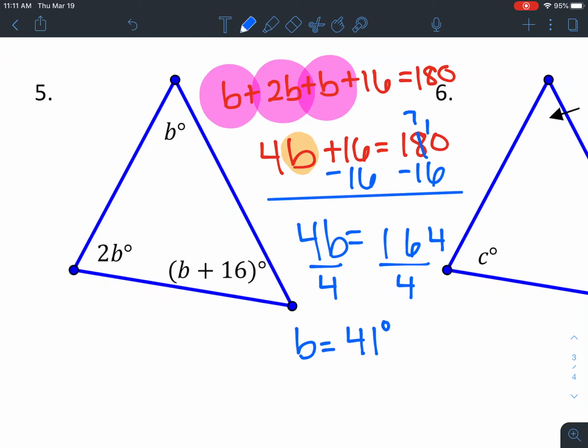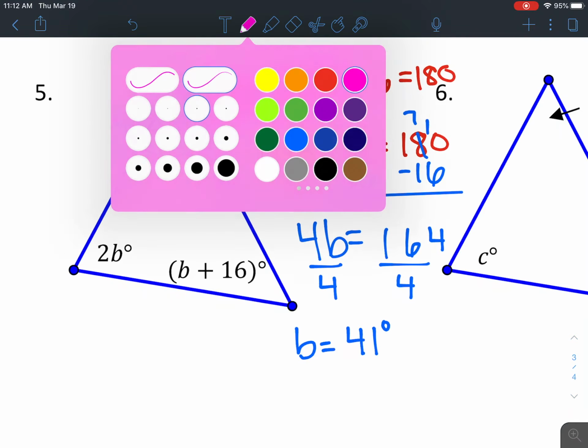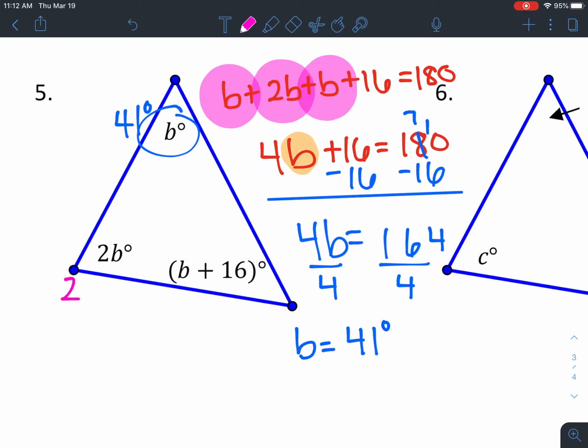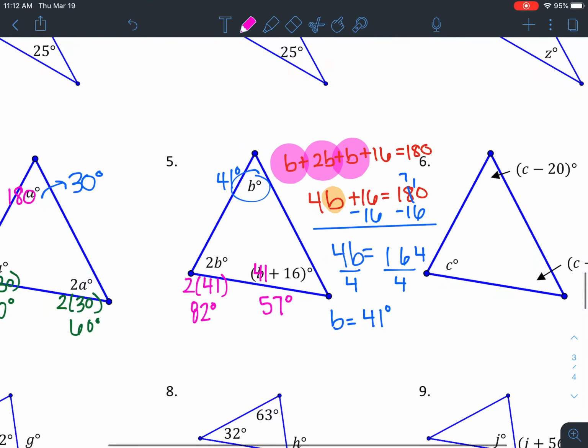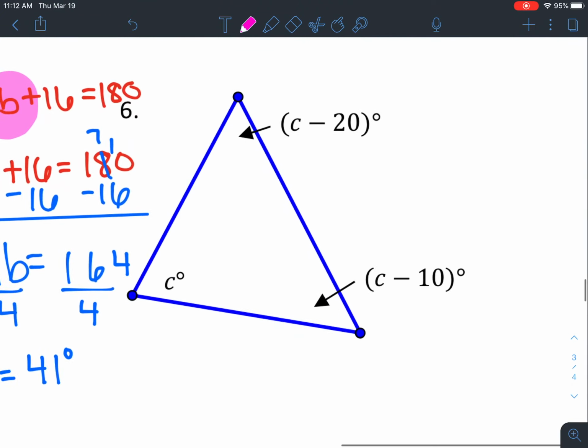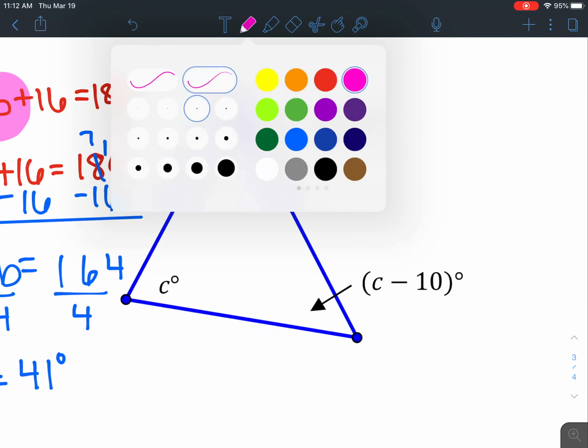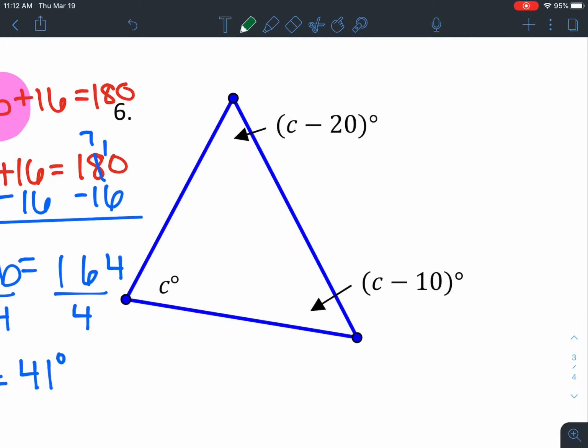Again, that does not mean that each angle is 41 degrees. This one up here would be 41 because it's just b. Let's go ahead and figure out the other two. This one would be 2 times 41. That gives us 82. And then this one would be 41 plus 16. So that gives us 57. Go ahead and try number 6 on your own. Pause until you're ready to check your answer.